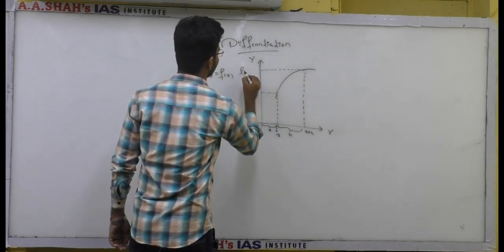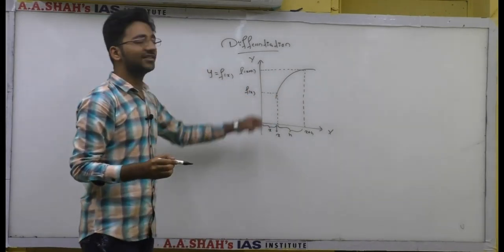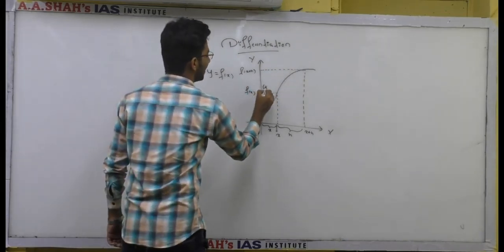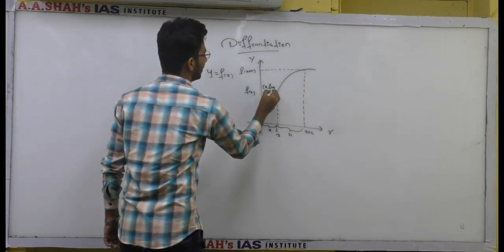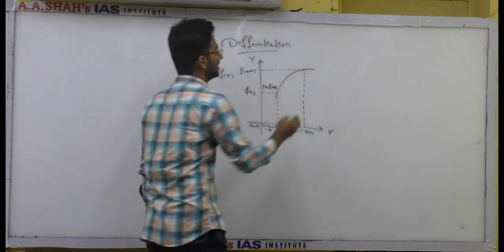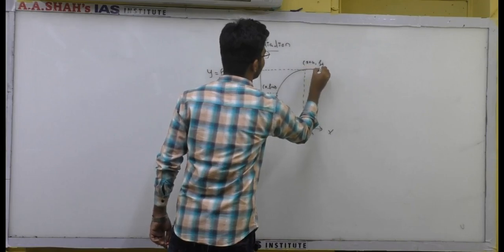So what will this point be? (x, y), where x is x and y is f(x). And for this point, x is x plus h and y is f(x plus h).